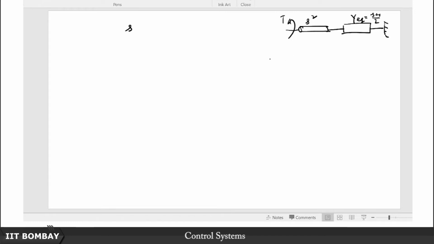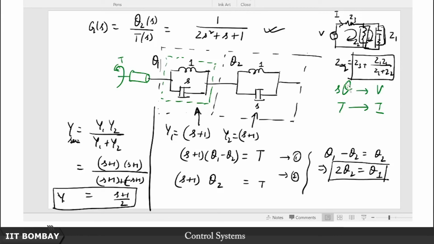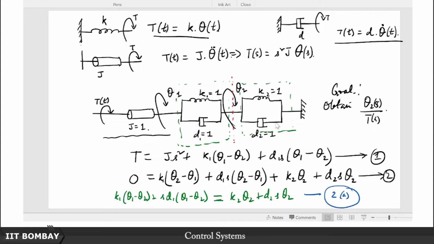So this is s squared. So then what I can write is s squared, and let us say this is my theta 1. So s squared plus s plus 1 upon 2 theta 1 is equal to T. In other words, I can just write this as theta 1 by T is equal to 2 upon 2s squared plus s plus 1. But remember, apparently the goal is to find theta 2 over T.